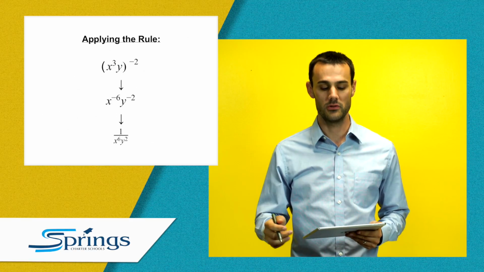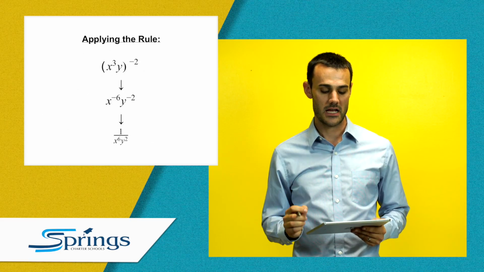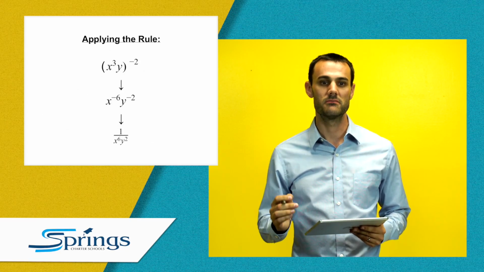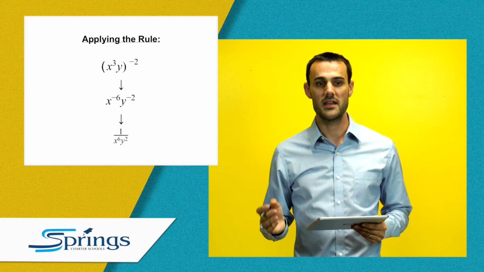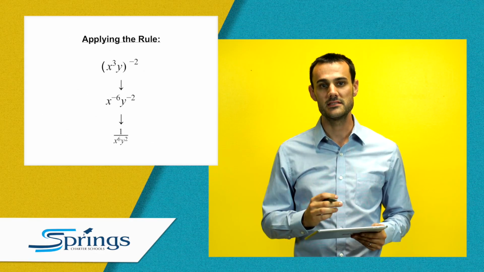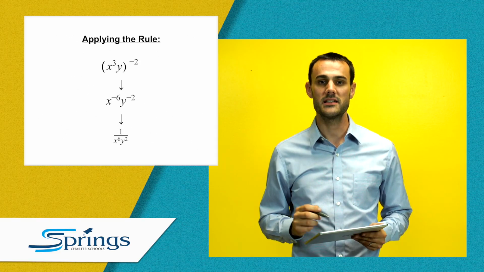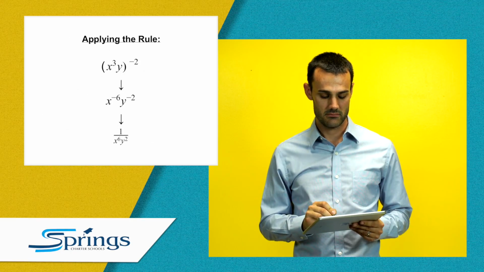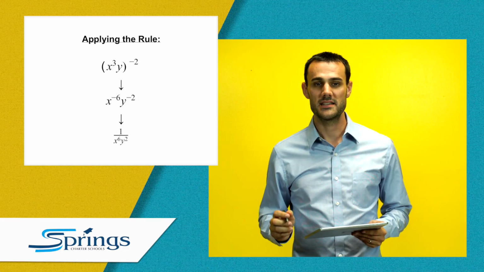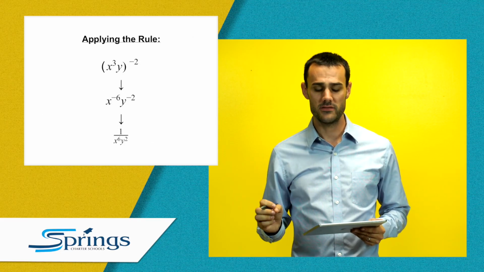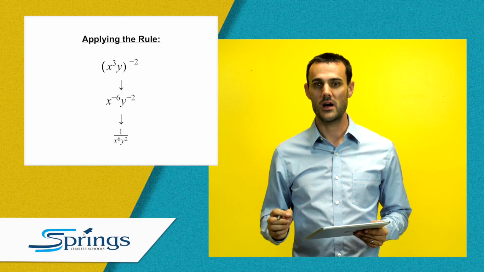Okay, let's apply the rule here. We have, inside our parentheses, x to the third power times y, and the whole thing is wrapped in parentheses and being raised to the negative 2. So let's use what we know from our previous lesson and distribute that negative power of negative 2 to what's on the inside of our parentheses. So 3 times negative 2 is our negative 6. And our y, which has no exponent, but 1 times negative 2 is going to give us that negative 2. So far we have x to the negative 6 times y to the negative 2.